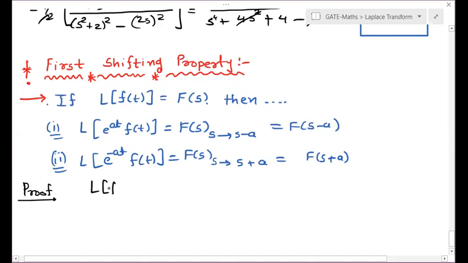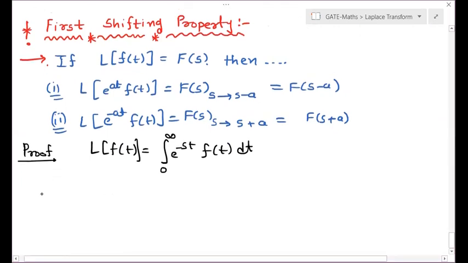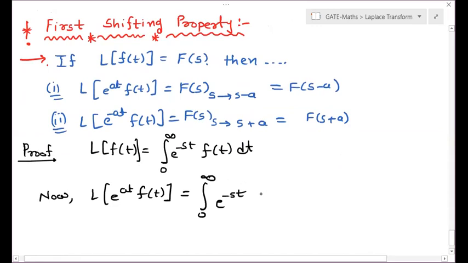So we all know that Laplace of f of t is defined as integration 0 to infinity e to the power minus st f of t dt, isn't it? Right. We have seen this definition yesterday. Now, if you are taking Laplace of e to the power at f of t, it will become integration 0 to infinity e to the power minus st, and instead of f of t, I'll be having e to the power at f of t dt, isn't it?